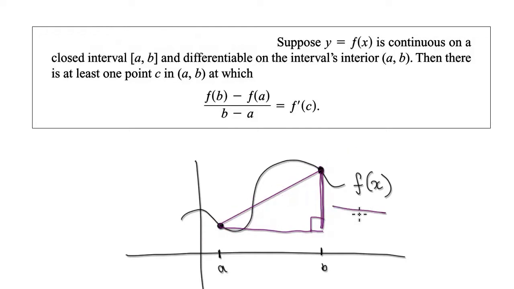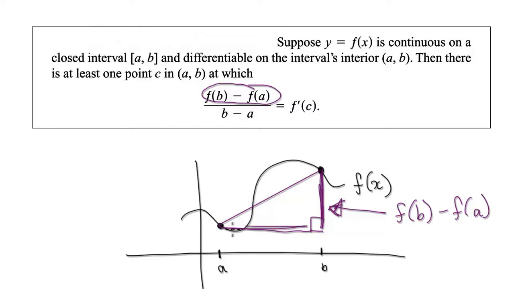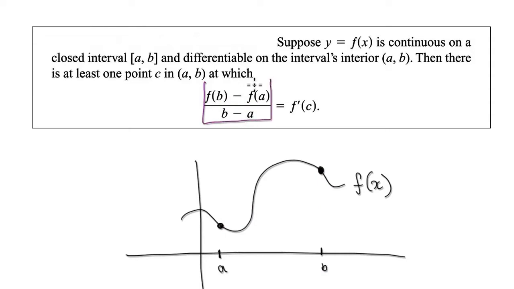So what is this height here? This height here would be f of b take away f of a, which is this bit here. That's the height, and this is the base. What's the base? It would be b take away a. So you divide by that length, b take away a. Then this collectively represents the gradient of this diagonal line.